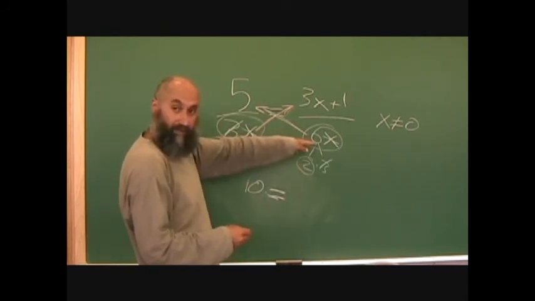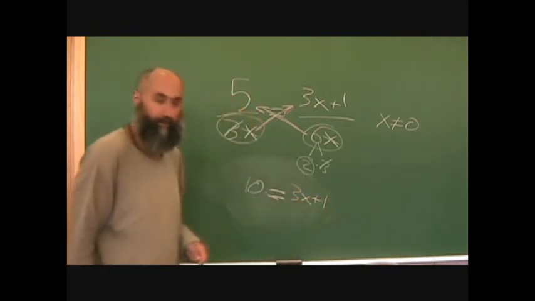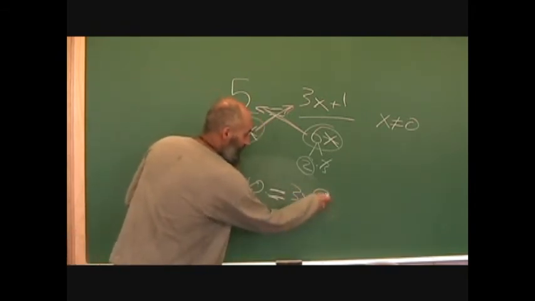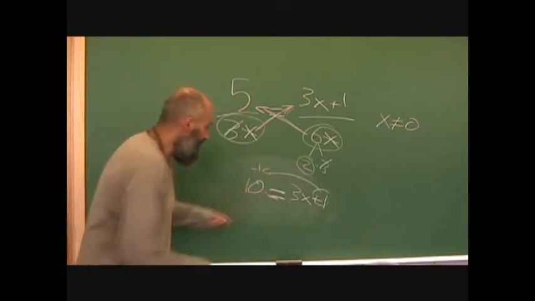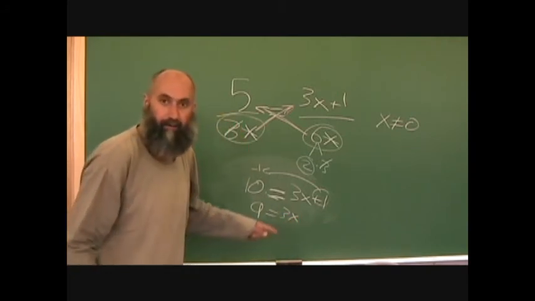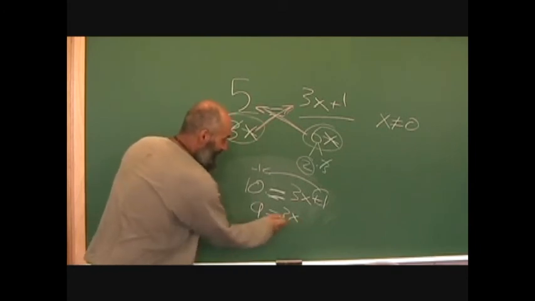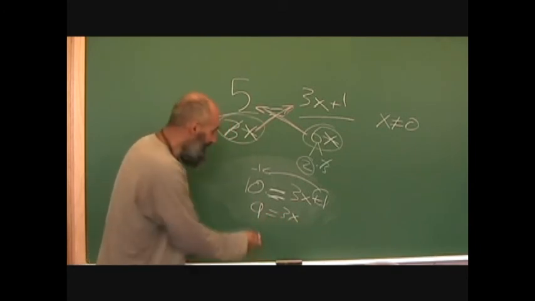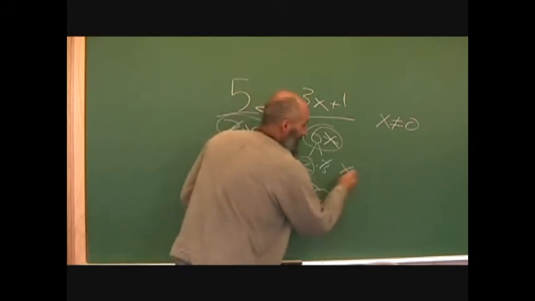Everything killed each other from this side. Right? So you got 3x plus 1. Now you grab the 1, bring it over, it's minus 1. 10 minus 1 is 9, is equal to 3x. So 3x is equal to 9. You divide by 3 from both sides, and your answer is going to be x is equal to 3. And that's your solution, right?